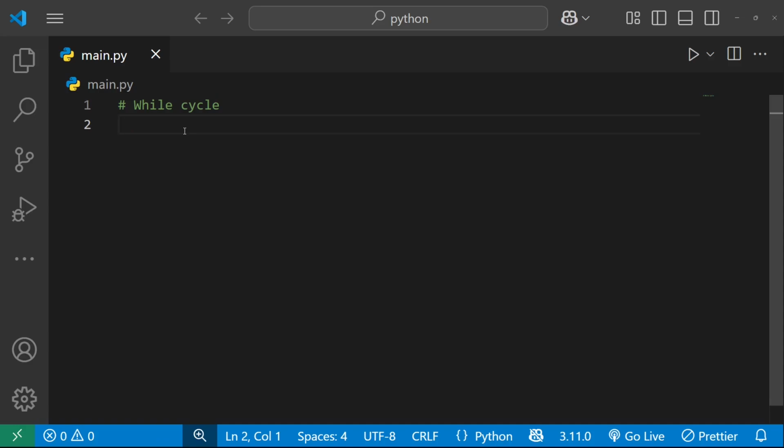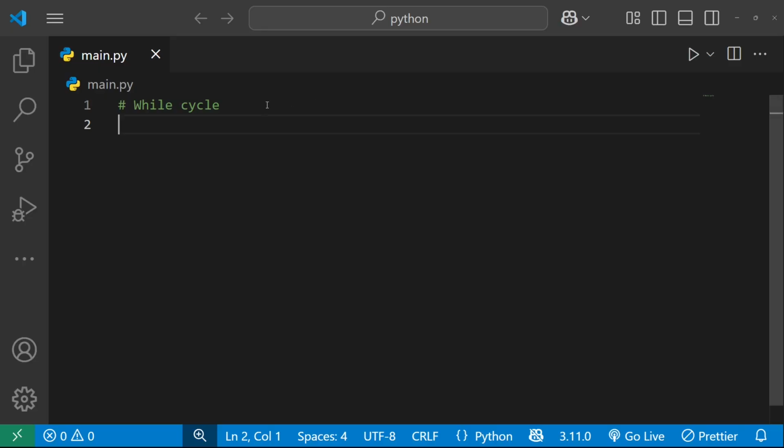So guys, now we will talk about the while cycle. What does it mean? We have a for cycle and now we have a while cycle. So it means we have two types of cycle, for cycle and while cycle. So what's the difference? Now we will speak about the main structure, some basics about the while cycle, and in the next videos you will see how to use it, and what's the difference between while and for cycle.